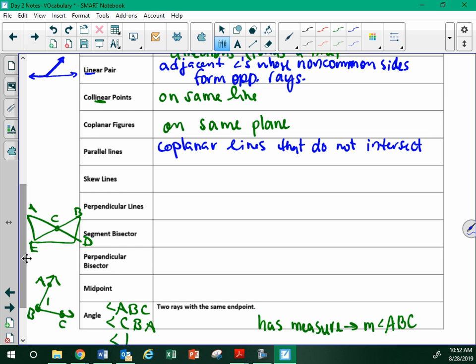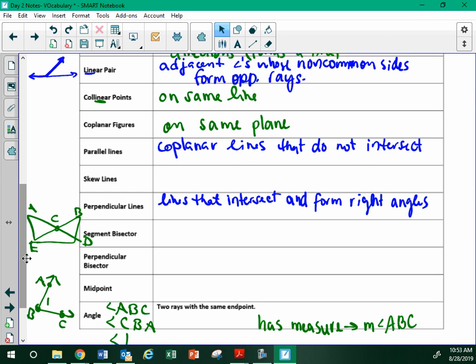All right, so perpendicular lines, I'm going to give you again the proper mathematical definition here. Lines that intersect. Again, they're going to be coplanar. So coplanar lines that intersect. I'm just going to put lines that intersect. If they intersect, they have to be coplanar. And form right angles. So if they're intersected, then they have to be on the same plane. Or they have to be coplanar. Coplanar means that one plane can contain both.